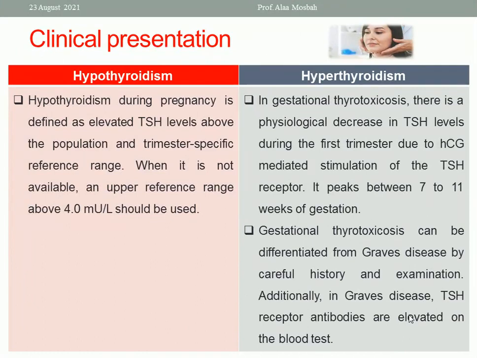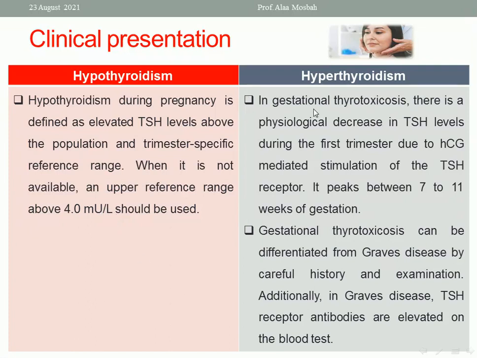Okay, as regards hypothyroidism during pregnancy, it is also defined as elevated TSH level above the population and trimester-specific reference range, which, when it is not available, an upper reference range above 4.0 milliunit per liter should be used. Okay, so if you don't have in your country standard trimester-specific levels for TSH, the upper reference range you can use is 4.0 milliunit per liter.